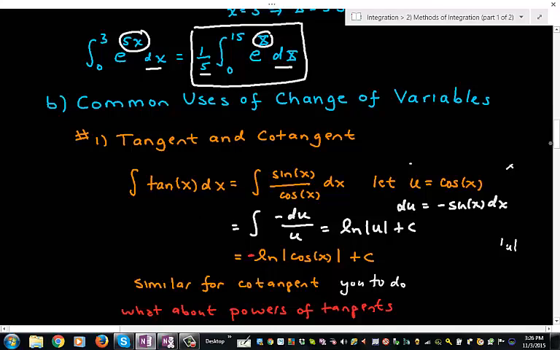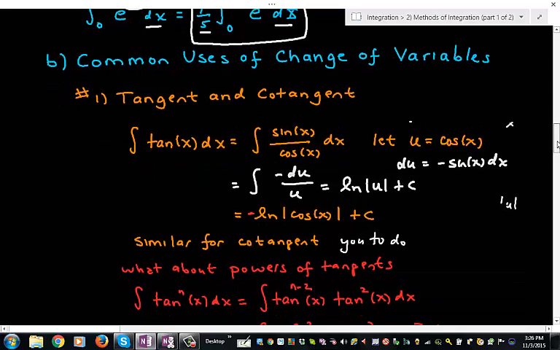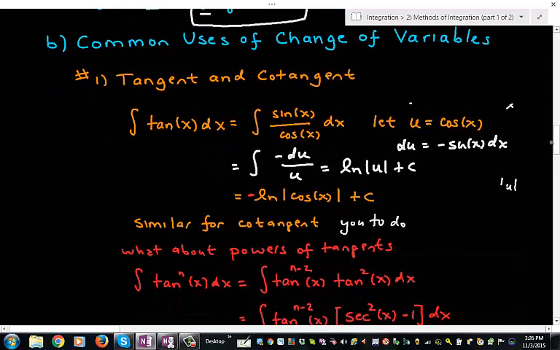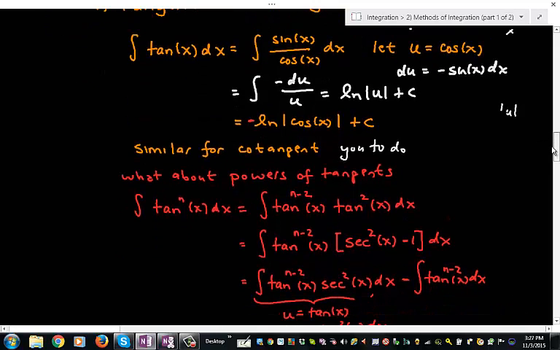And I claim you can do the same sort of approach for cotangent. I'm going to let you do that as an exercise. Now what's interesting is we can also do powers of tangent.